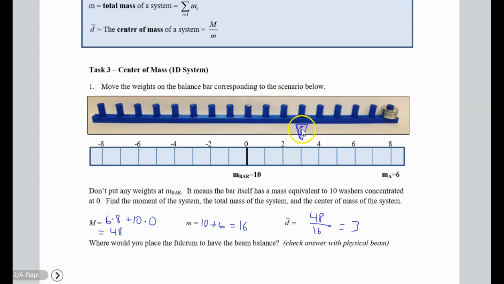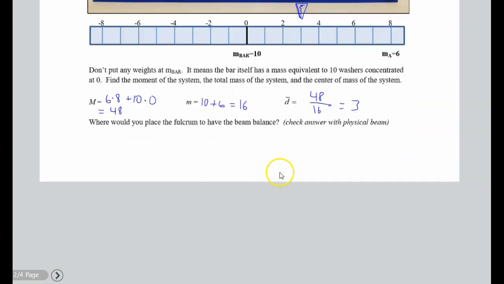The thing is, at the beginning, we didn't know where that point was, so we had to kind of calculate that out. So even if you measure from a different point, you can just calculate total moment, total mass, divide them out, and relative to that point, that should be where that fulcrum should go, that balance or that center of mass.